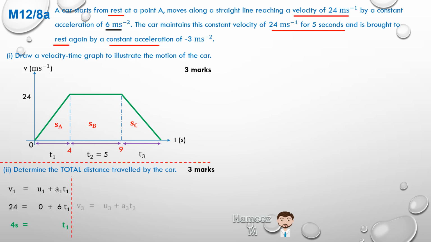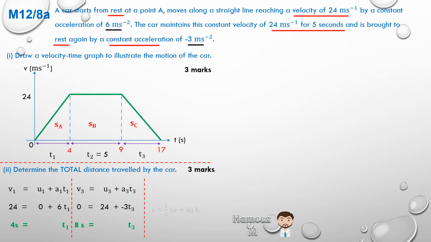And for the third phase of the travel, v is equal to u plus at. The final velocity is 0, the initial velocity is 24, and the acceleration is minus 3. So we can substitute 0 is equal to 24 plus minus 3t3. We can carry the t3 across, that will be equal to 24, so t3 is equal to 8 seconds. So the total time taken will be 9 plus t3, which was 8, so 9 plus 8 is 17 seconds.